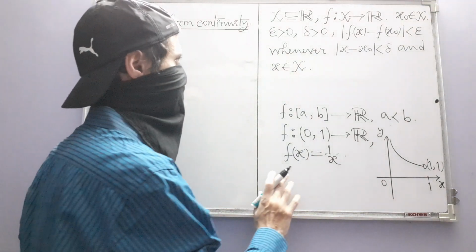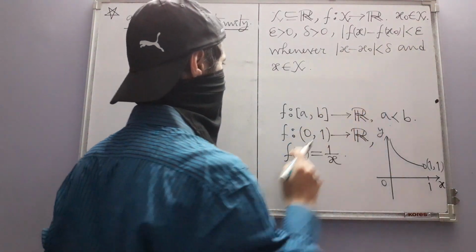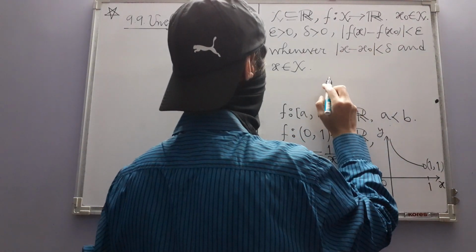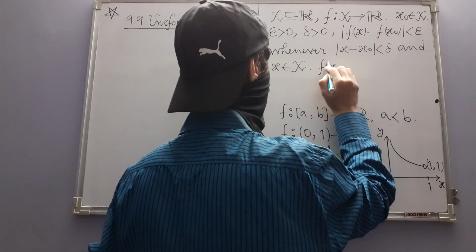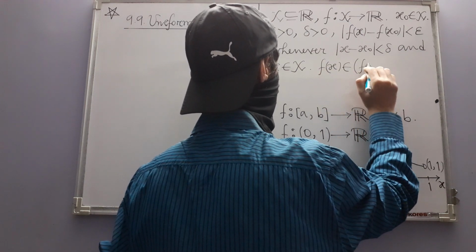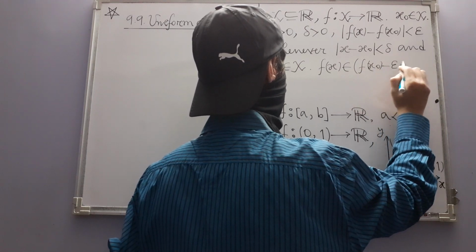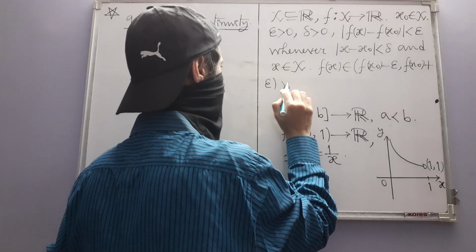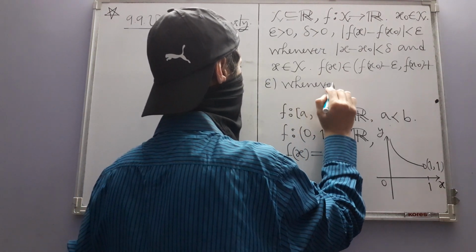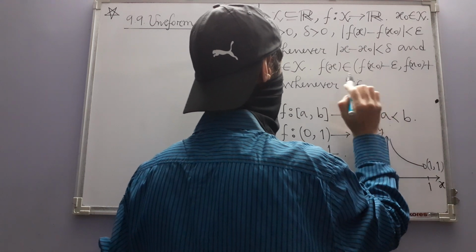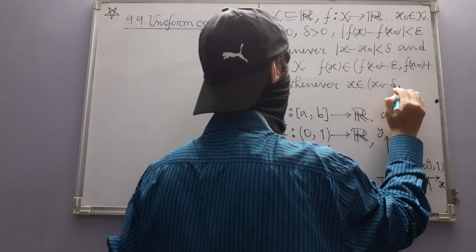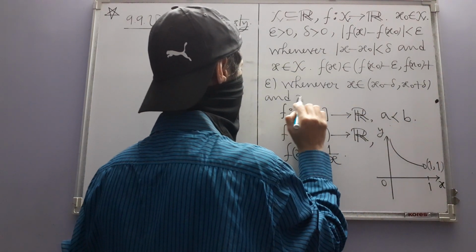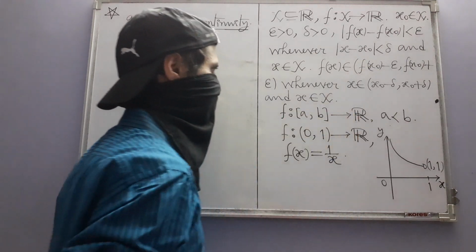If x is not a legitimate input, if it is not coming from the domain, then f of x has no meaning. Now if we write these things not as inequalities but as intervals, then the same condition looks like this: f of x belongs to the interval f of x naught minus epsilon, f of x naught plus epsilon, whenever x belongs to x naught minus delta, x naught plus delta and x comes from X.